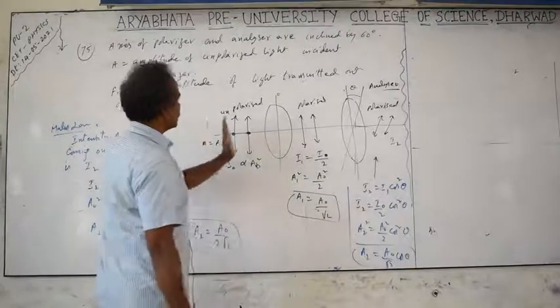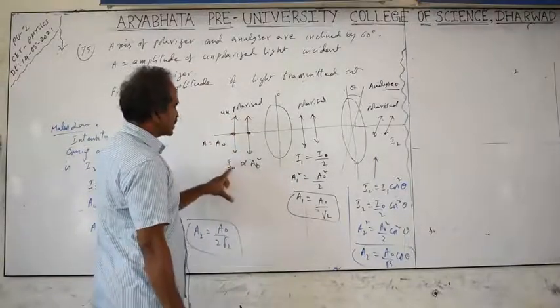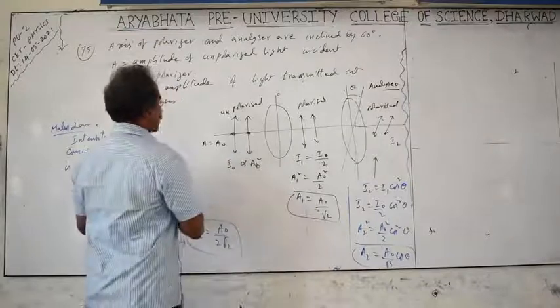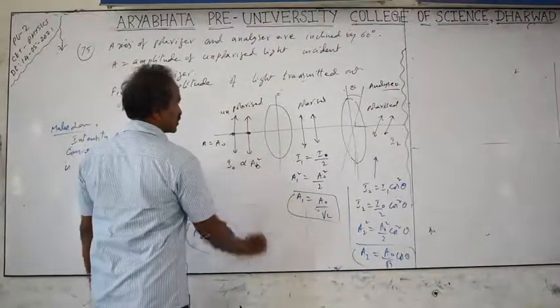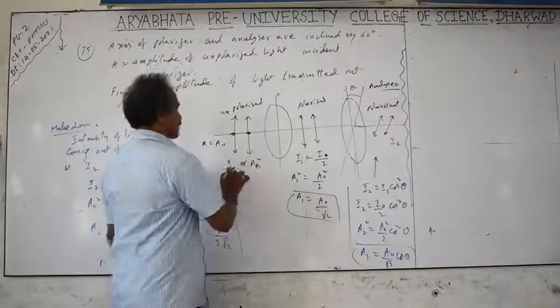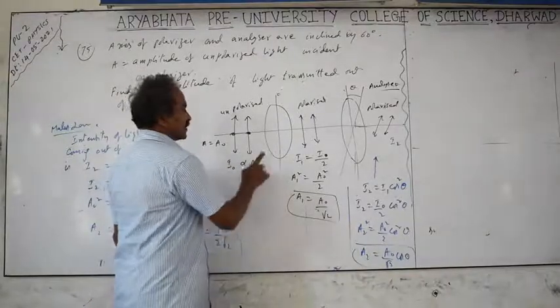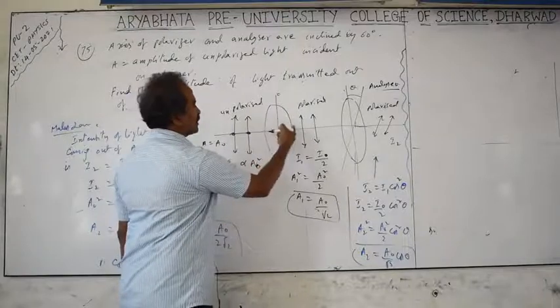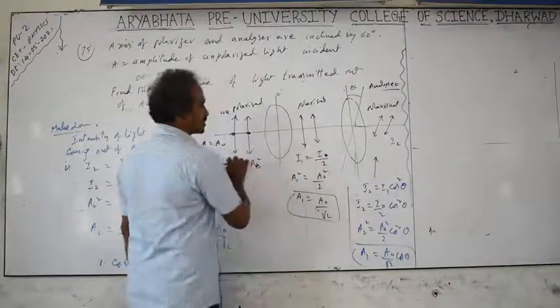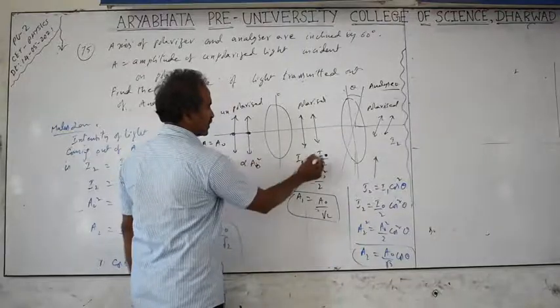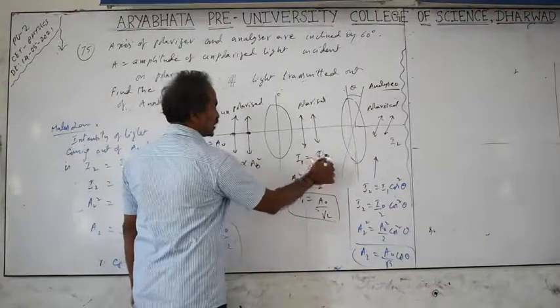The incident light is unpolarized, so its intensity is I0. The amplitude is A0. Intensity is proportional to the square of the amplitude, so I0 is proportional to A0 square. After passing through the first polaroid, the polarizer, the intensity becomes half of the initial intensity. So I1 equals I0 by 2.